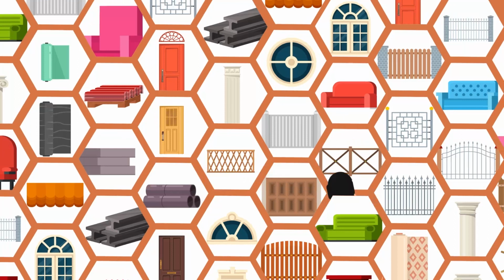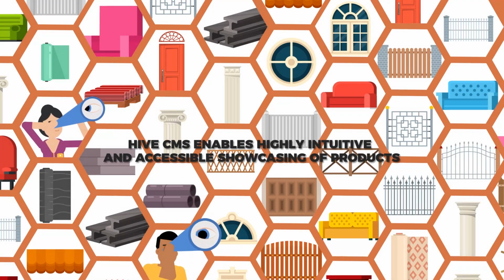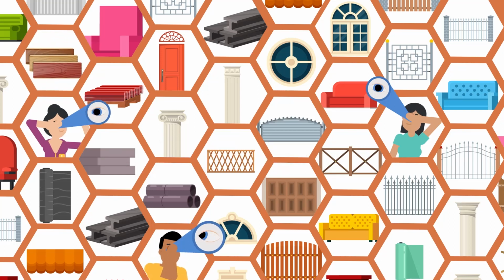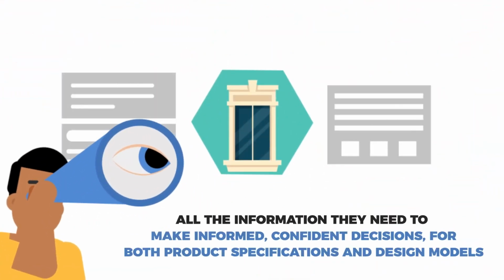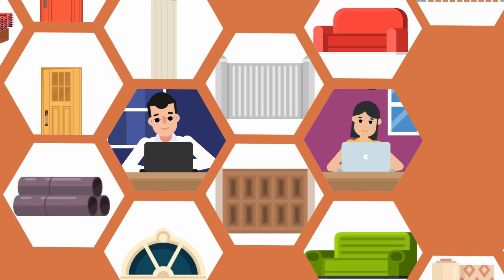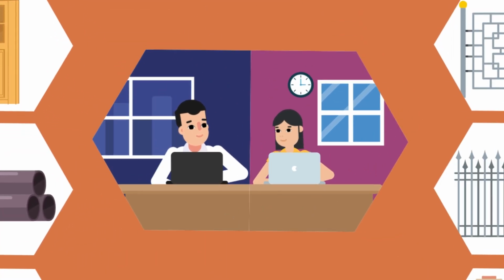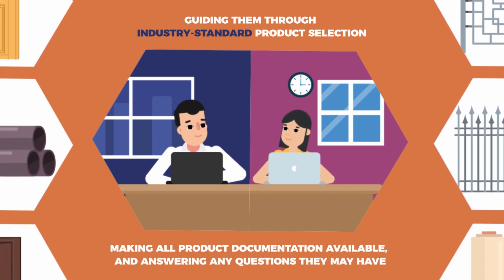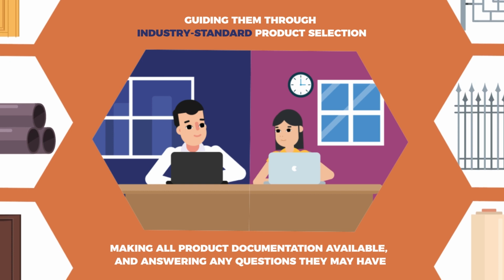That's because HIVE enables highly intuitive and accessible showcasing of products to ensure they are seen by the right designers, with all the information they need to make informed, confident decisions for both product specifications and design models. It's like you're in the same room as them, guiding them through industry-standard product selection, making all product documentation available, and answering any questions they may have.